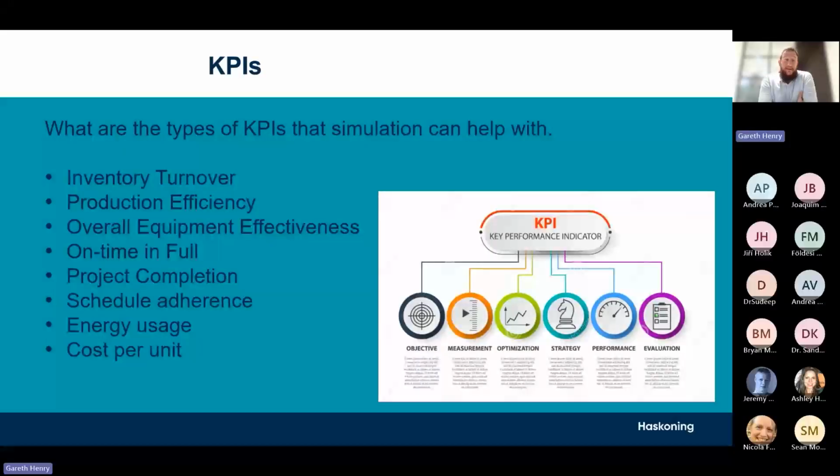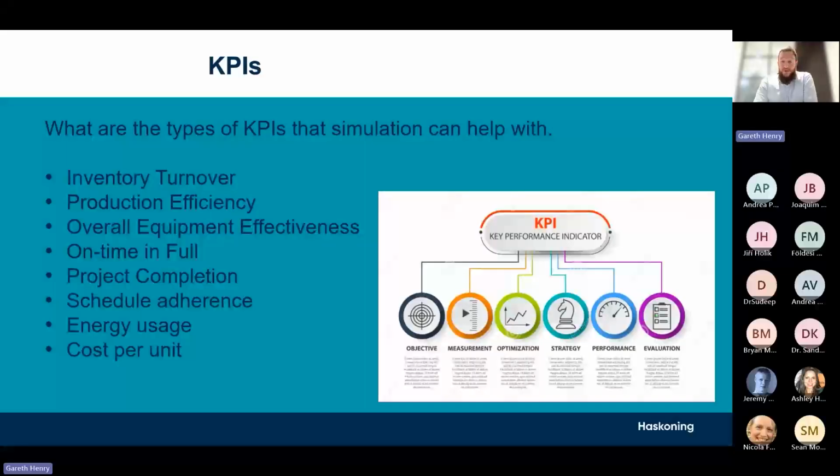Are we maintaining enough WIP in case there's shutdowns or breakdowns or a starvation of our supply chain? Production efficiency, again, how are we producing? How are we working? Overall equipment effectiveness. So this is obviously when we use breakdowns, allowing us to test how overall our model is working and our equipment is being utilized. On time in full, obviously quite a big one for manufacturing. Project completedness. So again, is our project actually being completed on time? Are we hitting our schedules? So schedule adherence as well.